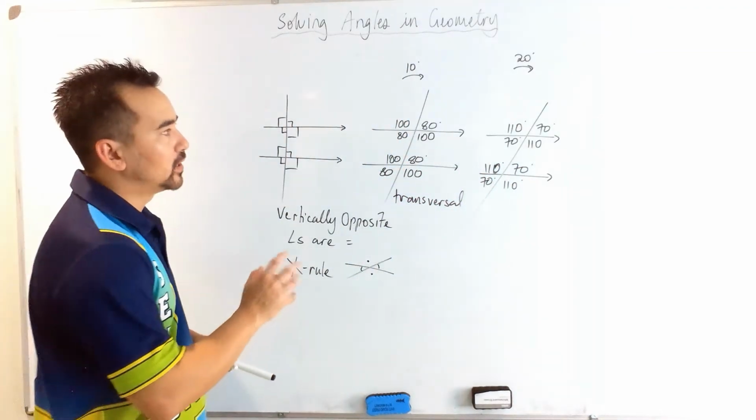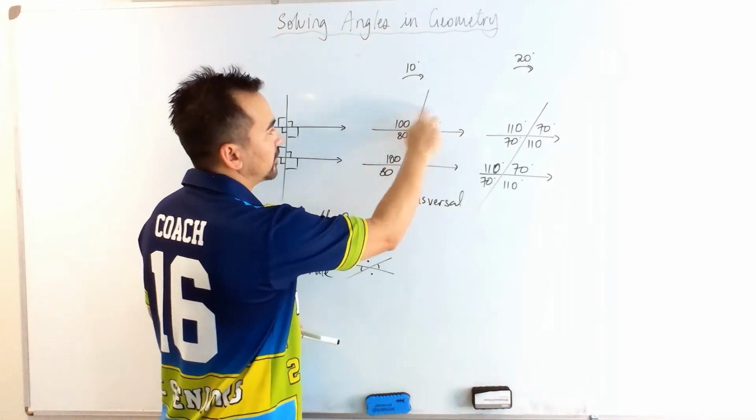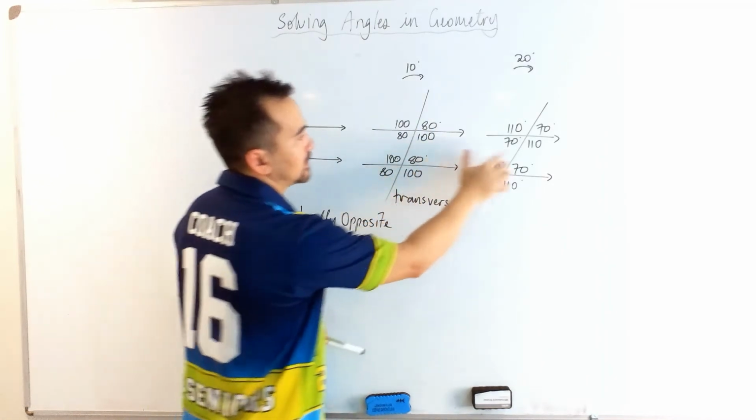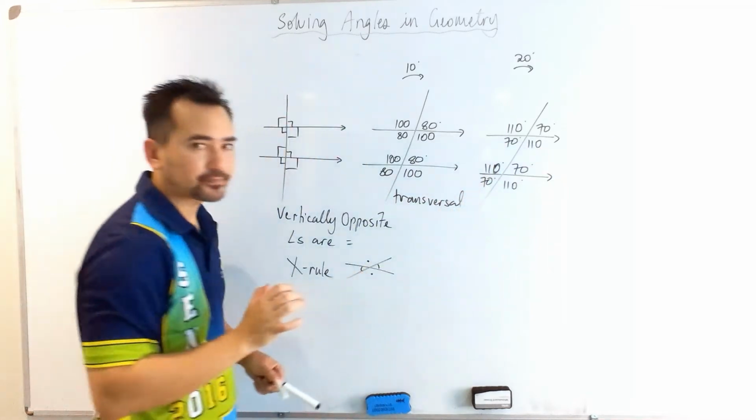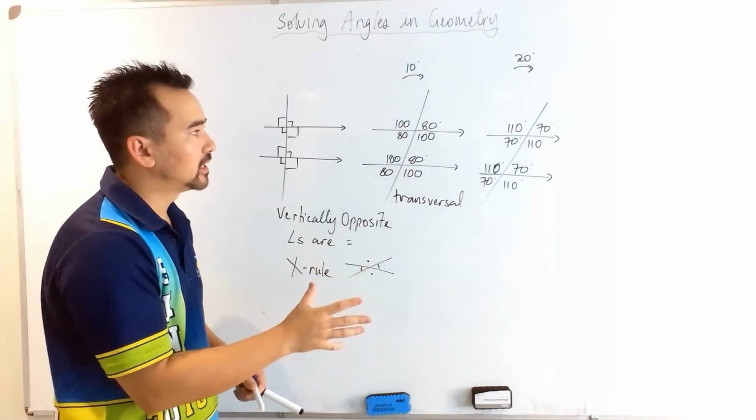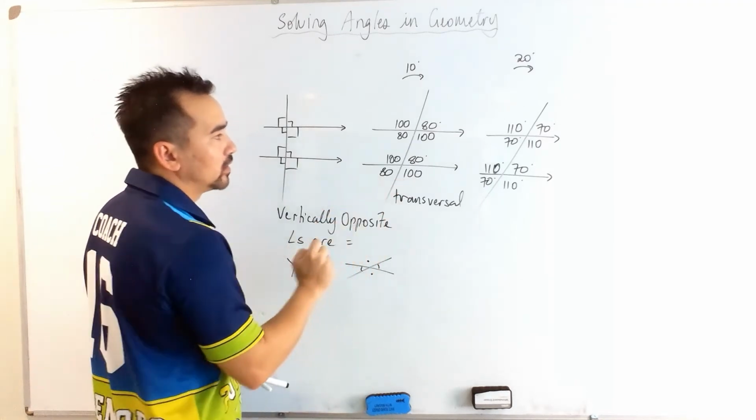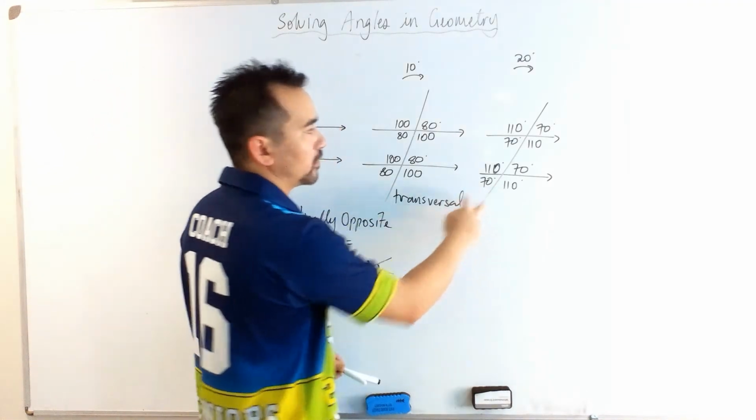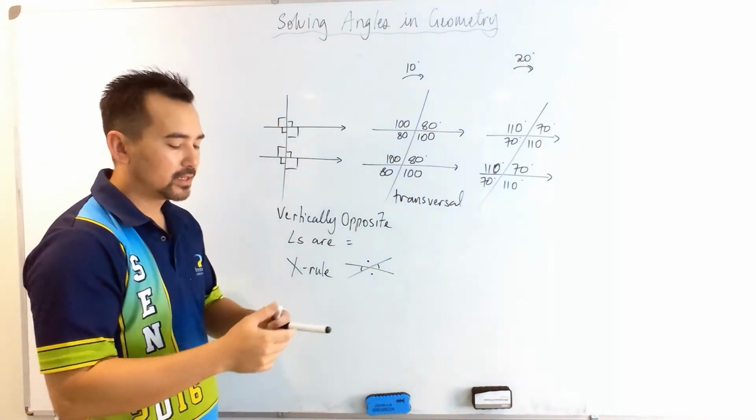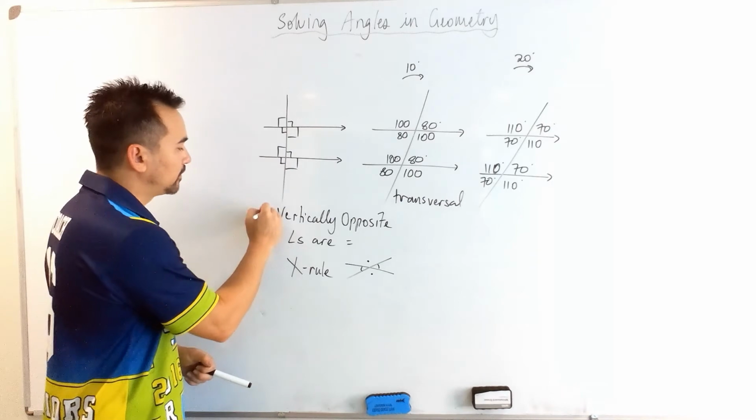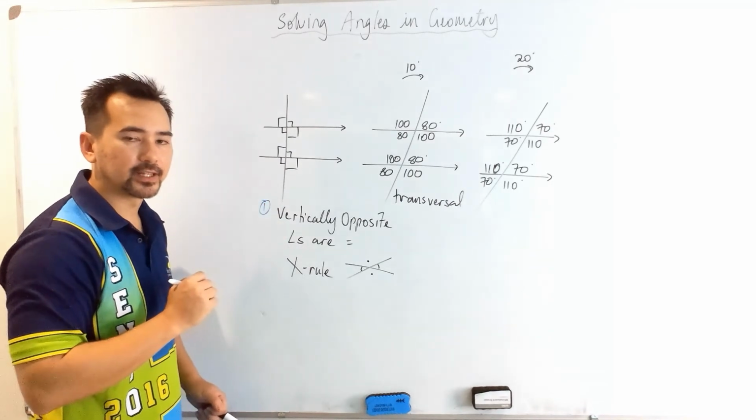So now that we know that we have a matching set of four angles that matches this set of four angles, and the same is true there and there, typically with these questions, there's only two answers. It's either the 80 or the 100, or in this case, it's either the 70 or the 110. Now, there's four rules that you need to know. The first one we've already covered is vertically opposite.